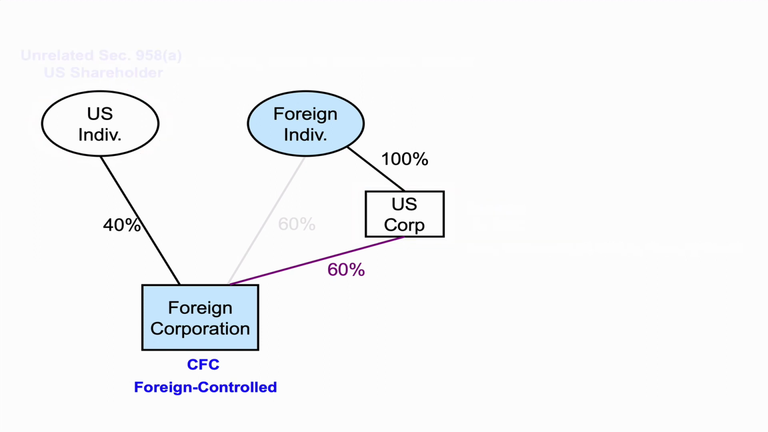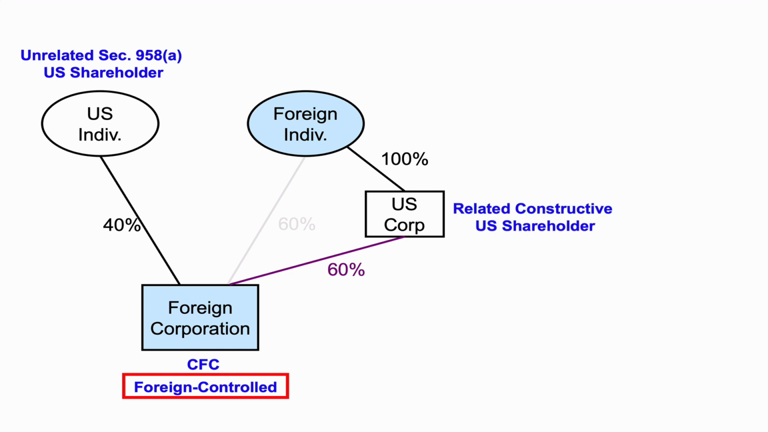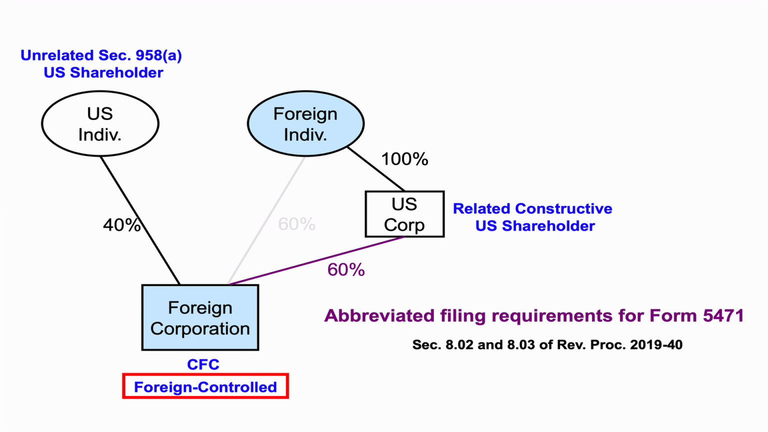In summary, the U.S. individual is considered an unrelated Section 958(a) U.S. shareholder with respect to the foreign-controlled CFC. The U.S. corporation is a related constructive U.S. shareholder with respect to the foreign-controlled CFC. Revenue Procedure 2019-40 provides abbreviated Form 5471 filing requirements for both the U.S. individual and the U.S. corporation.